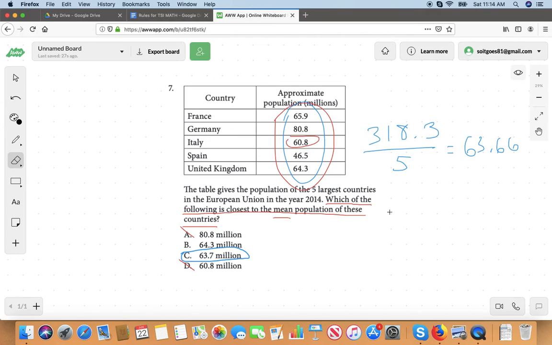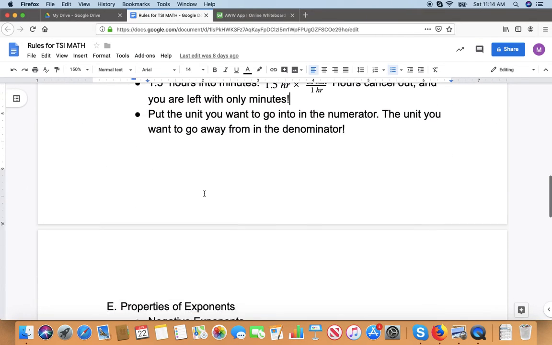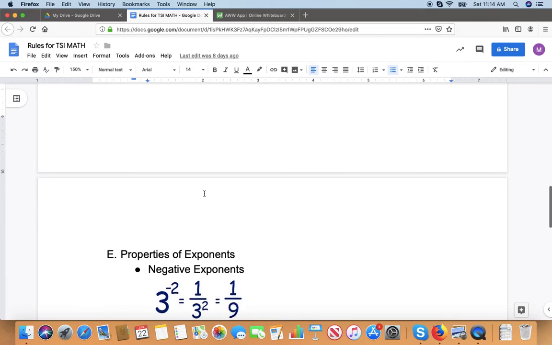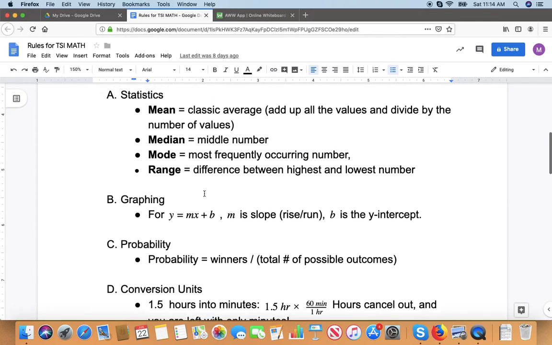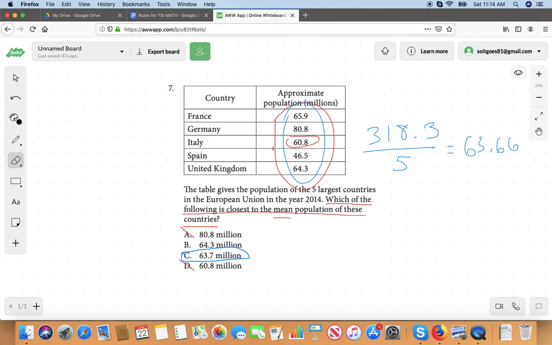You really have to know your definitions. Not a ton that you have to memorize. Again, the basic concept cheat sheet is relatively small. I'll be adding to it as we move along the course, but thus far you don't have a ton to memorize. But you really do need to know mean, median, and mode. And the most likely one that you're going to see tested on is probably mean, but be aware of the others as well. Okay. All right, and that is averages, specifically mean.